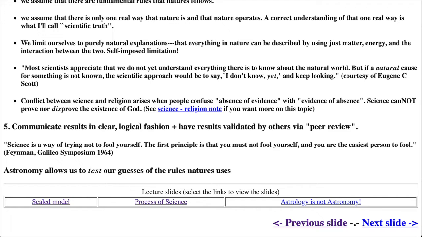"The first principle is that you must not fool yourself, and you are the easiest person to fool." This quote from Nobel Prize-winning physicist and science communicator Richard Feynman is about why peer review is a crucial part of the scientific method. He was talking to his fellow scientists, his peers, in a talk at the Galileo Symposium. They are the "you" in the quote.